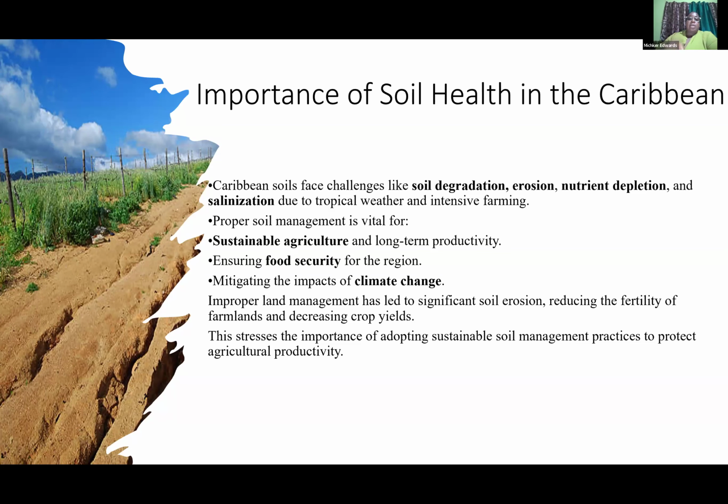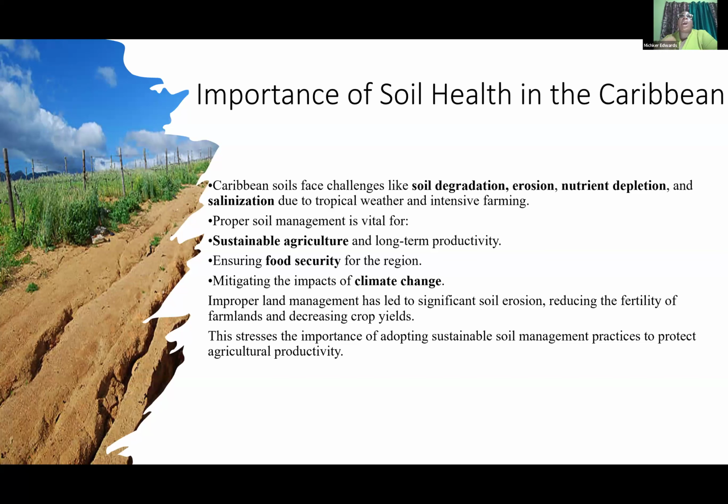Proper soil management is vital for sustainable agriculture, which we talk about in terms of long-term productivity, ensuring food security within the region, and mitigating the impacts of climate change, because you know the soil is one of the places that is a carbon sink, where carbon is actually stored, right? So improper land management can lead to significant soil erosion. One of the things I normally see with farmers is that they get a piece of land, somebody gave them or they purchased land, and the first thing they do is remove the trees. Incorrect. You should not do that.